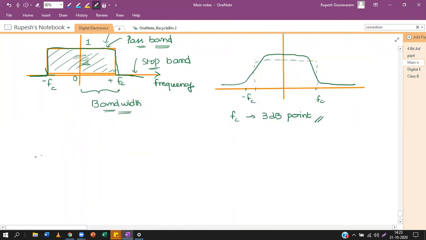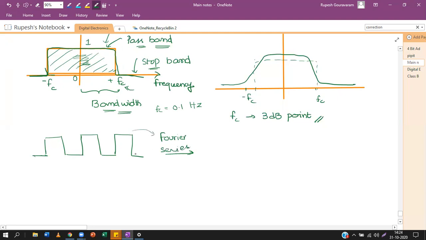Now, when I pass a rectangular wave through a low pass filter, it will allow only that part of the frequencies which is less than Fc. Here in the question, Fc is given as 0.1 hertz. And here we will use one more concept known as Fourier series. If you take the Fourier series of the rectangular signal, we cannot take the Fourier transform for a rectangular signal. We can only take the Fourier series. If you take the Fourier series, how will it look?